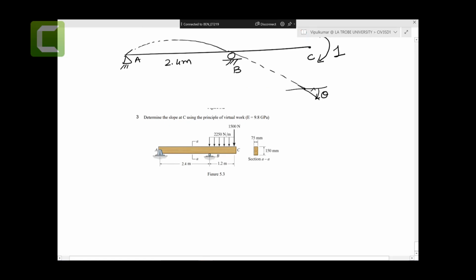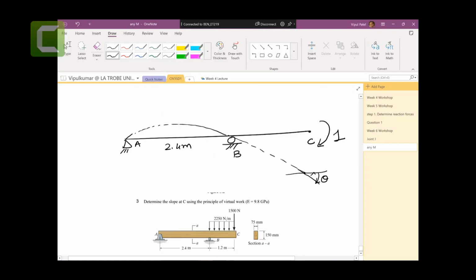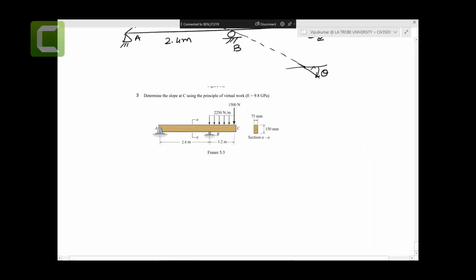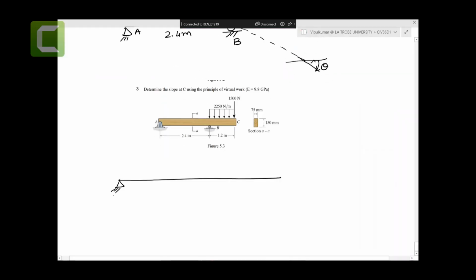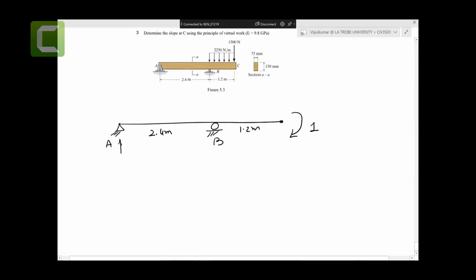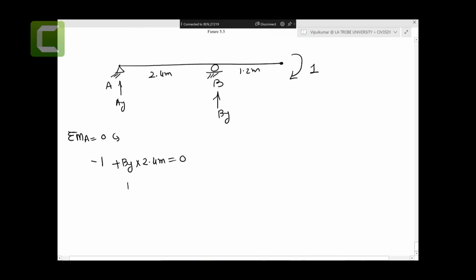let's do exactly the same thing in the virtual system. Let's redraw the virtual system again. So, point A, point B, virtual system here, 1 with no unit, 2.4 meter, 1.2 meter. So let's find the reaction forces Ay and By. Sum of the moment at A equal to 0, anti-clockwise is positive, minus 1 plus By times 2.4 meter equal to 0. So By equal to 1 over 2.4.